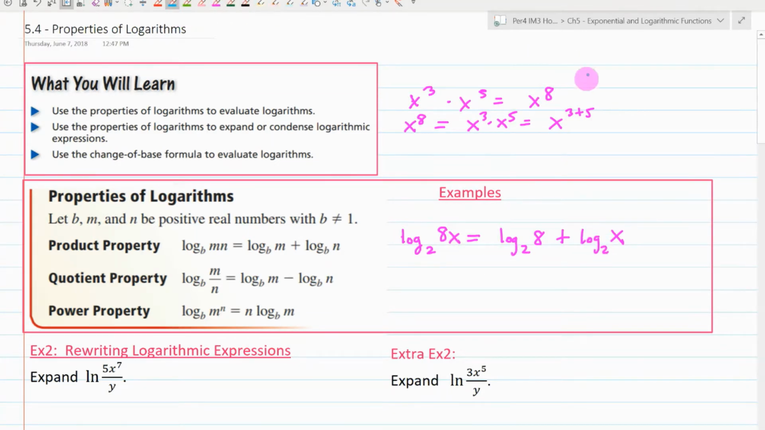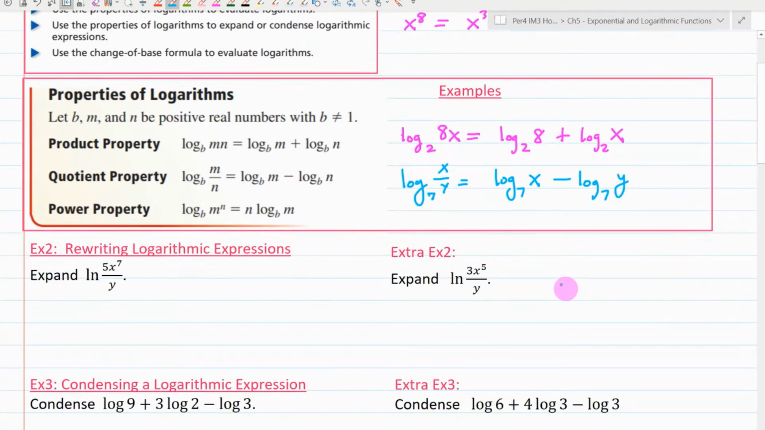Now, if I had x to the fifth divided by x to the third, I would do x to the 5 minus 3, which is x squared. So if I have log base 7 of x divided by y, then it's log base 7 of x minus log base 7 of y. So division now becomes subtraction.